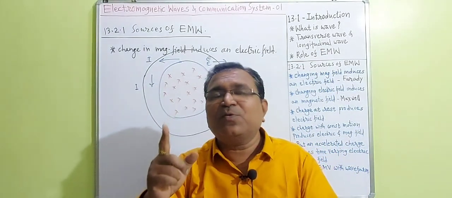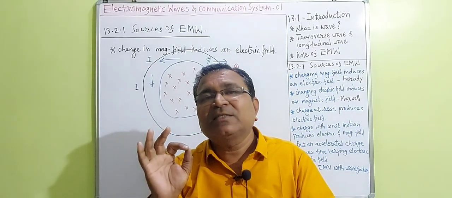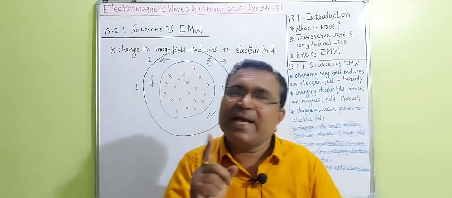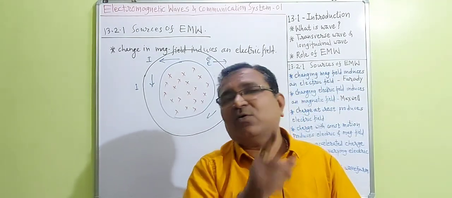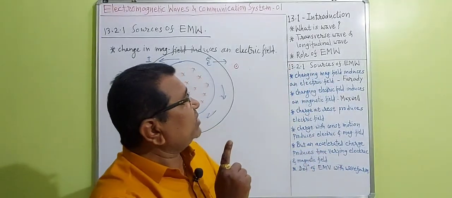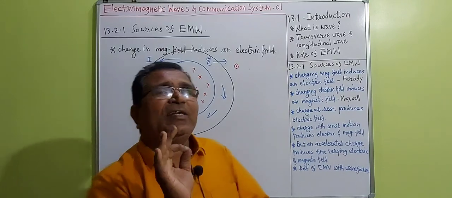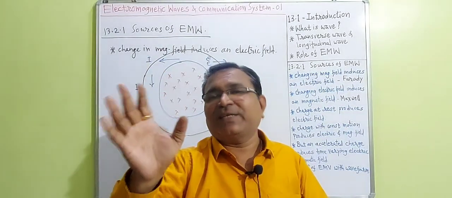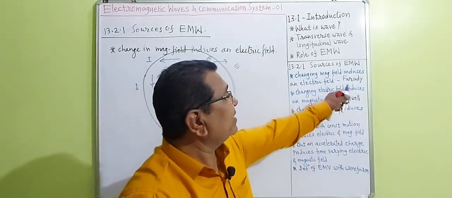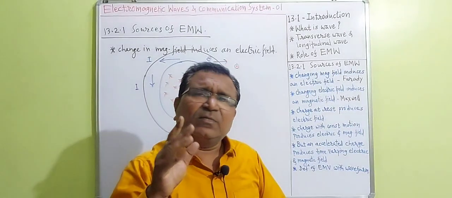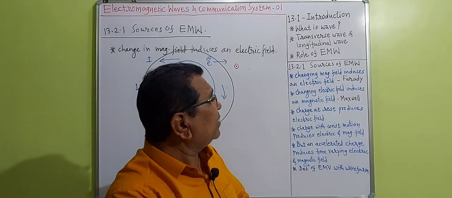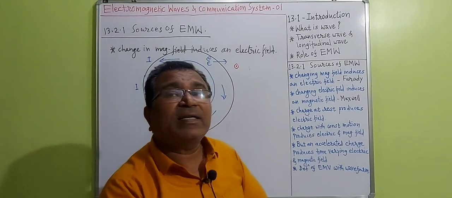So the most important sentence we must remember in our mind, the first sentence I have already written on the board, is: change in magnetic field induces an electric field, and this is called Faraday's law. Then observe the next sentence. What is the next sentence? Changing electric field induces a magnetic field.